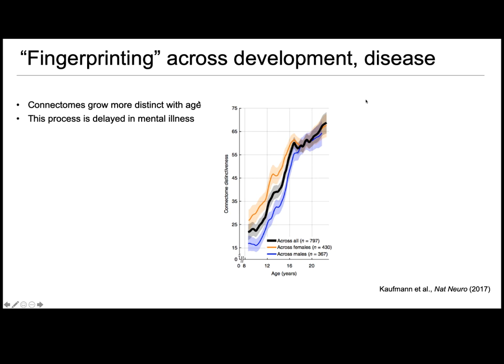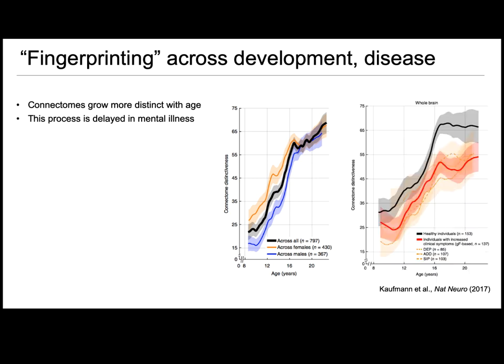In this same paper, they also saw that the process of achieving a distinctive connectome, so to speak, was delayed in the kids that had some sort of mental illness. So in black here are the healthy individuals, and in red are people with increased clinical symptoms. I think in this data set it was mostly sort of ADD type symptoms, but you can see that the red line kind of lags the black line, suggesting that these individuals had a slower maturation of their connectome distinctiveness.